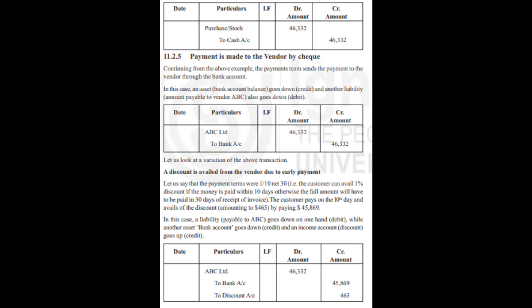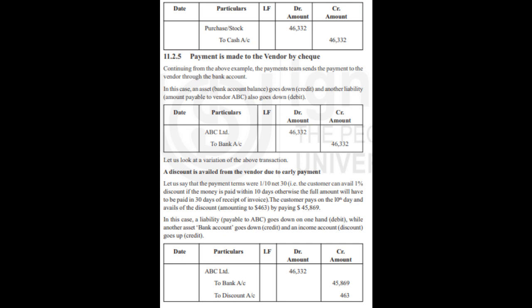The customer pays on the 10th day and avails of the discount amounting to $463 by paying $45,869. In this case, a liability, payable to ABC, goes down on one hand, debit, while another asset, bank account, goes down, credit, and an income account, discount, goes up, credit.